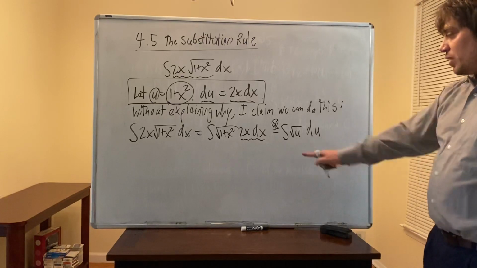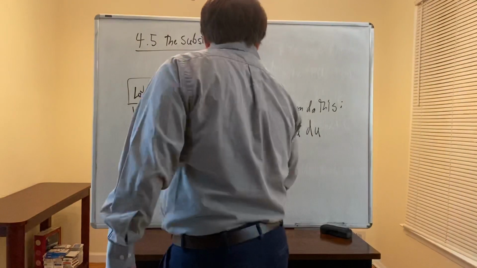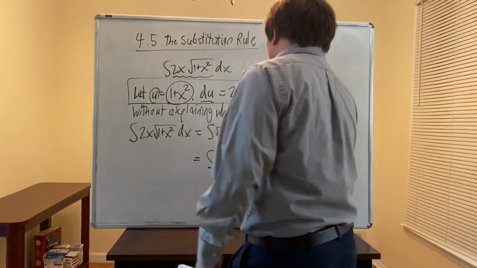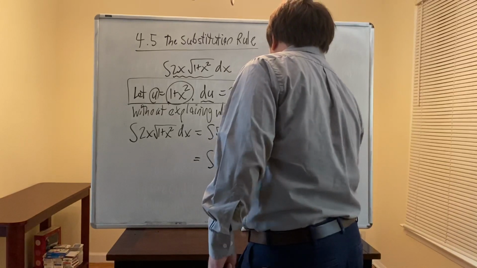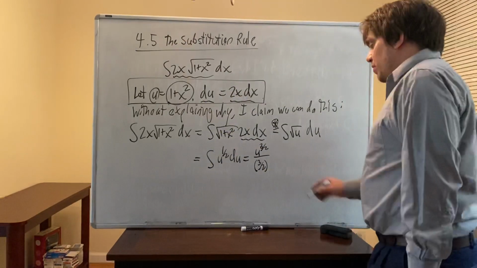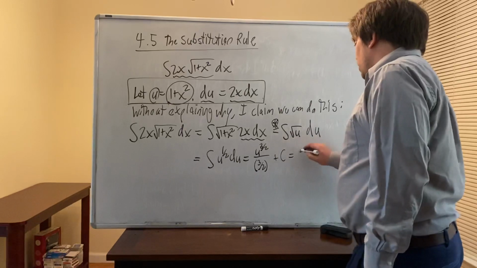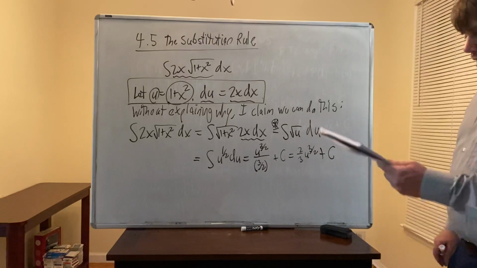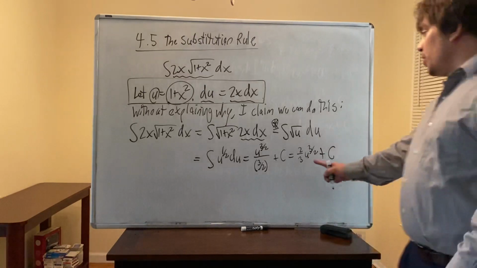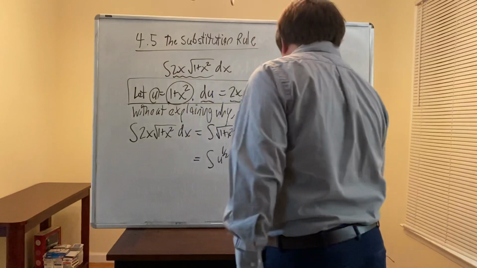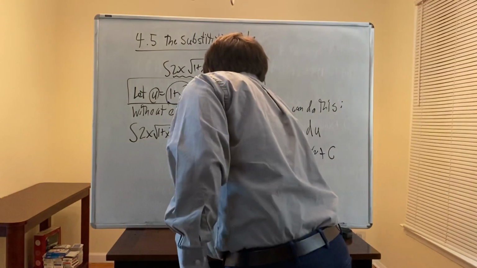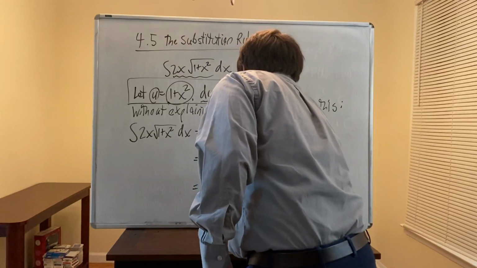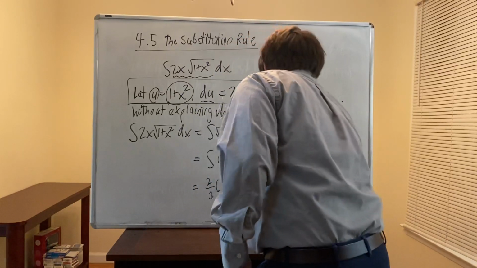Okay? Well, what's that integral? Using exponential form, that's the integral of u to the 1/2 du. And so you just add 1 to the exponent: u to the 3/2 divided by the new exponent, 3/2, plus c. That's equal to 2/3 u to the 3/2 plus c. And then, what was u originally? U is 1 plus x squared. So that's equal to 2/3 times 1 plus x squared raised to the 3/2 plus c.